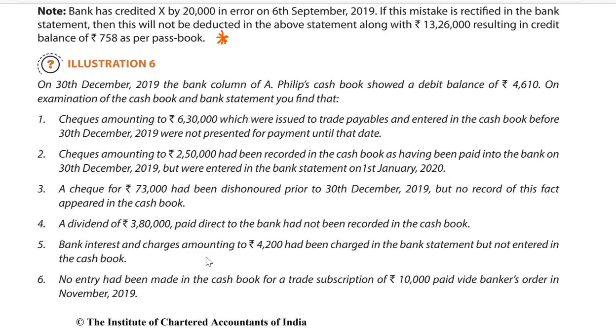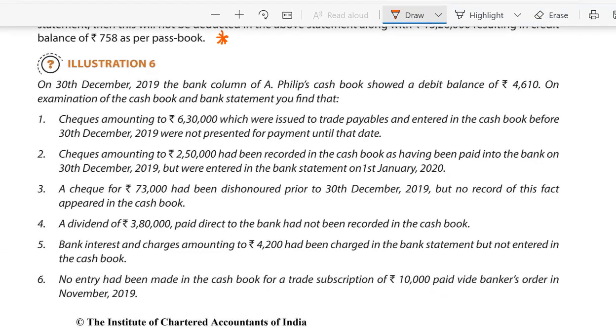On 30th December 2019, the bank column of A. Philip's cash book showed a debit balance of positive 4,610. On examination of the cash book and the bank statement, you find that checks amounting to 6,30,000, which were issued to trade payables and entered in the cash book before 30th December 2019, were not presented for payment until that date.